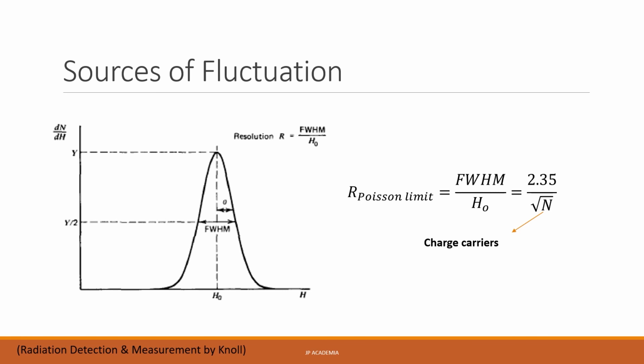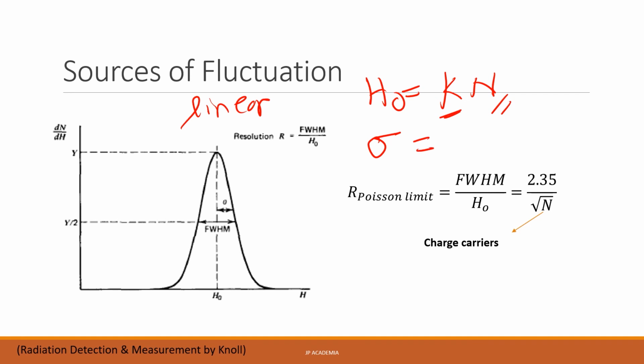The response of many detectors is approximately linear. So the average pulse amplitude, in this case H naught, the centroid, can be approximated by K times N, wherein K is your proportionality constant and N is the average number of charge carriers. So the standard deviation sigma of the peak in the pulse height spectrum can be written as K square root of N.